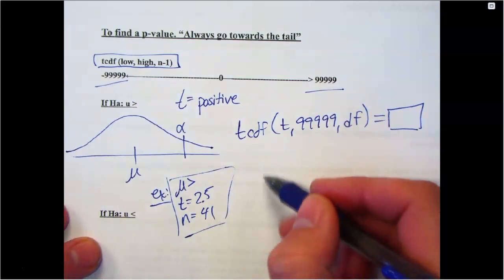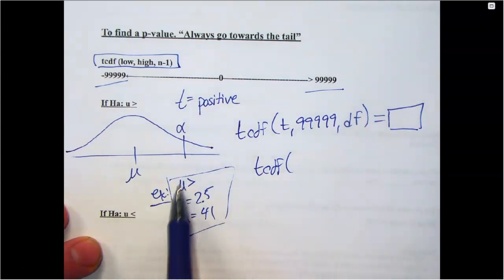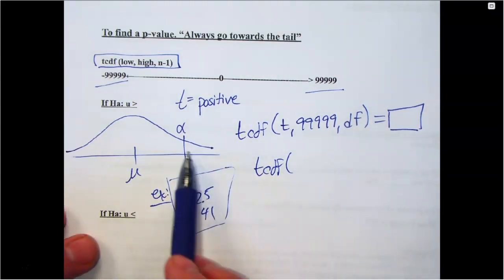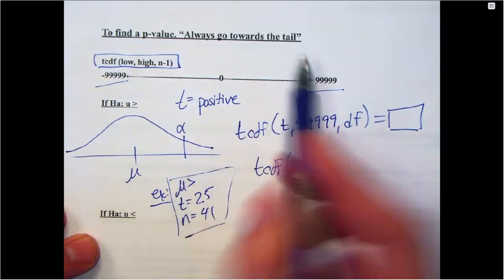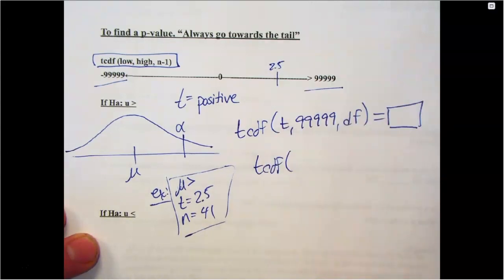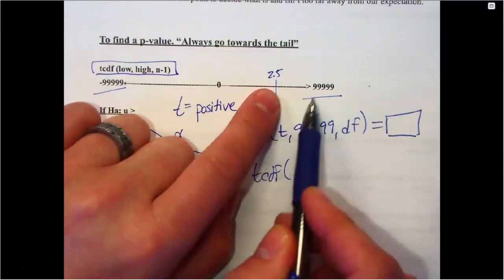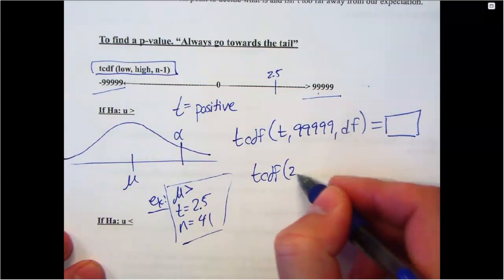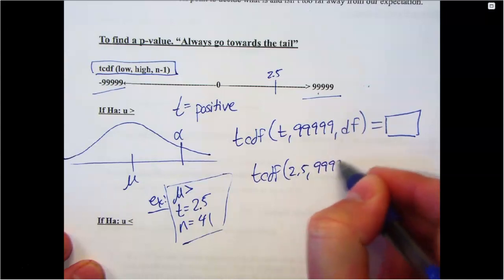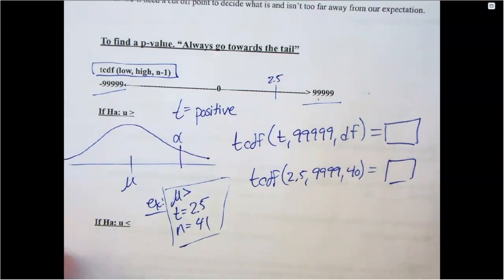So what I would do is go to tcdf. Greater than means I'm looking all the way to the right hand tail. The t value is 2.5, which is here-ish. But I want to know the probability it's above that. So don't I want to go from 2.5 to 99999? 2.5. And then the degrees of freedom is what? 40. So type that in and let's make sure we all get the same thing.